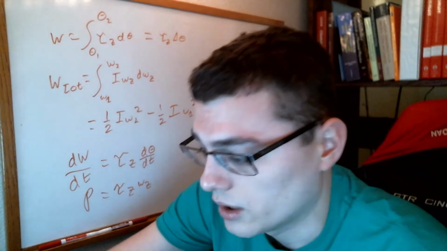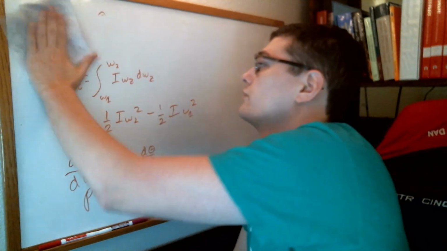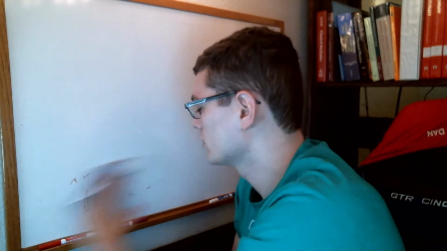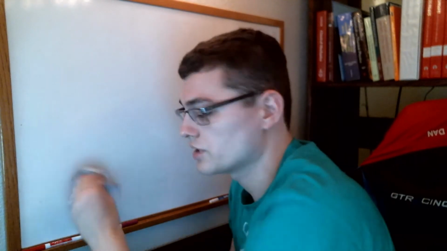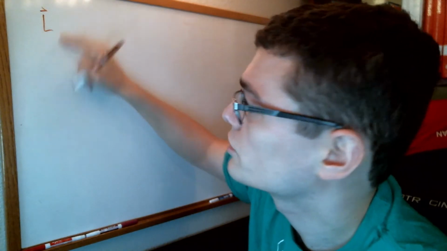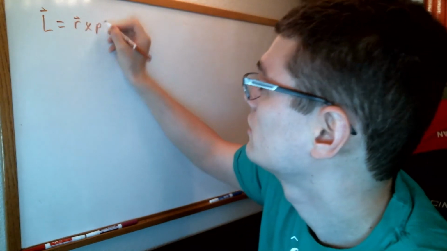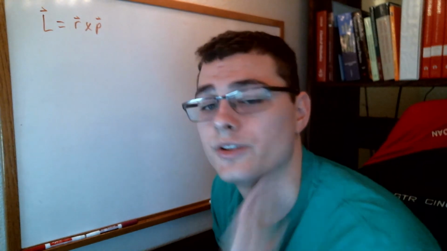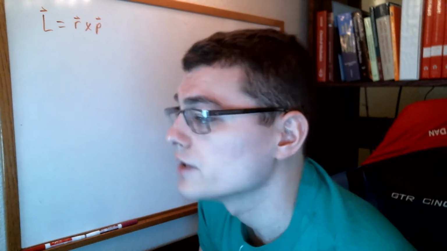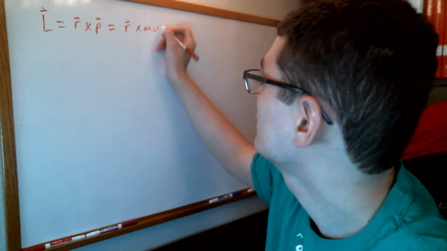Now we have to talk about angular momentum. We're going to be doing the same thing as we've done for the past two chapters, converting our translational equations into rotational equations. So we're going to have L, our symbol for angular momentum, equal to R cross P. As we did for torque, where we crossed R with F, from here we get R crossed with MV.